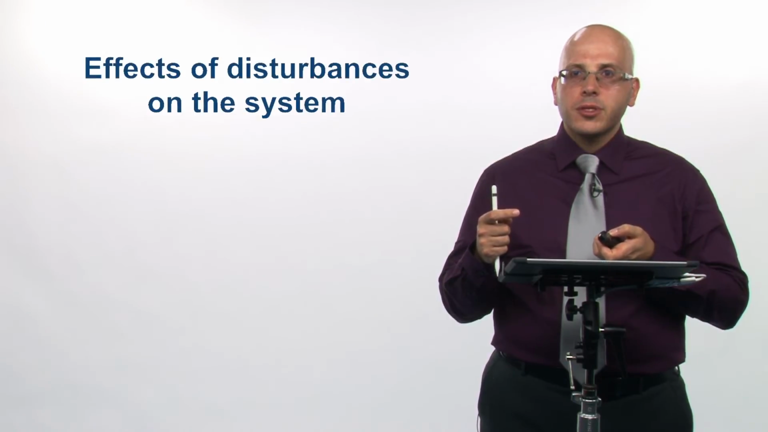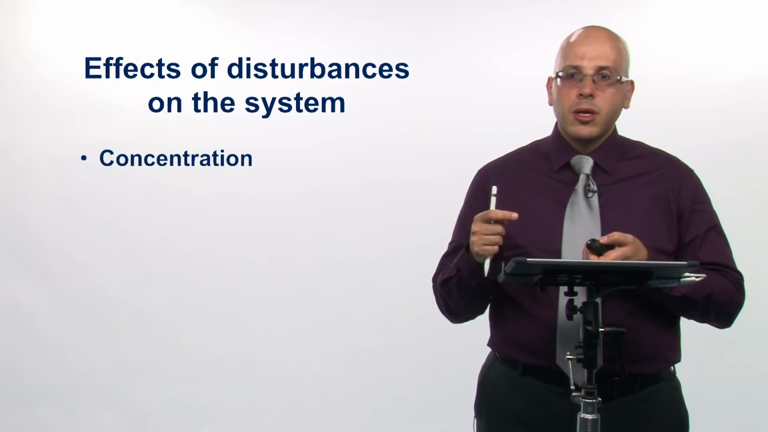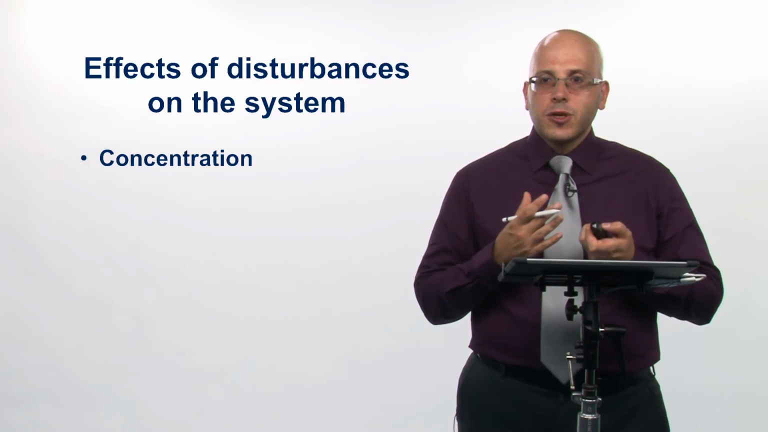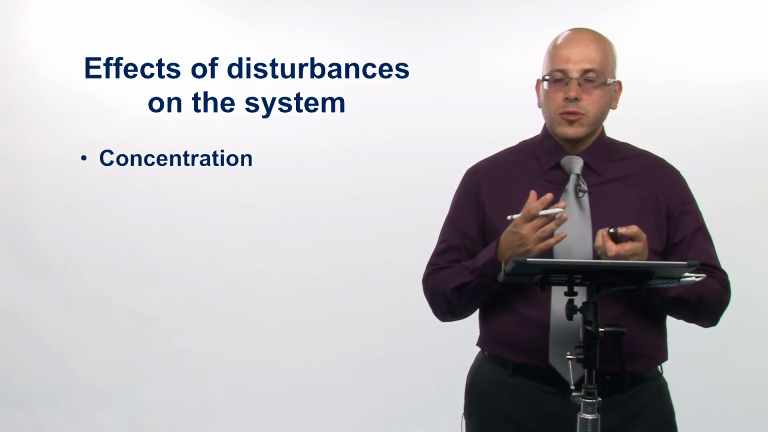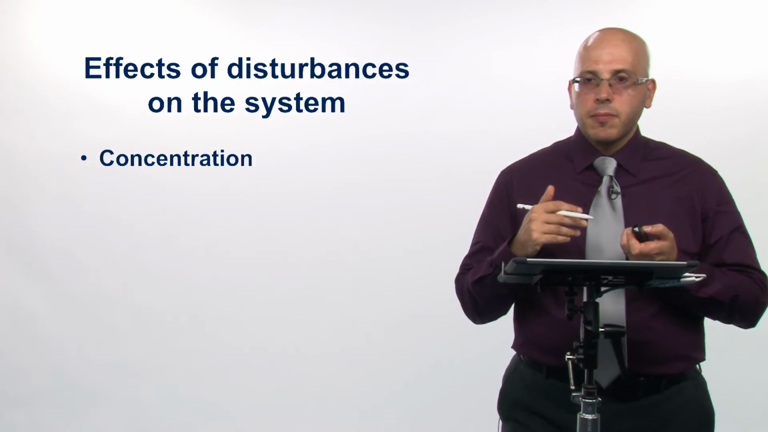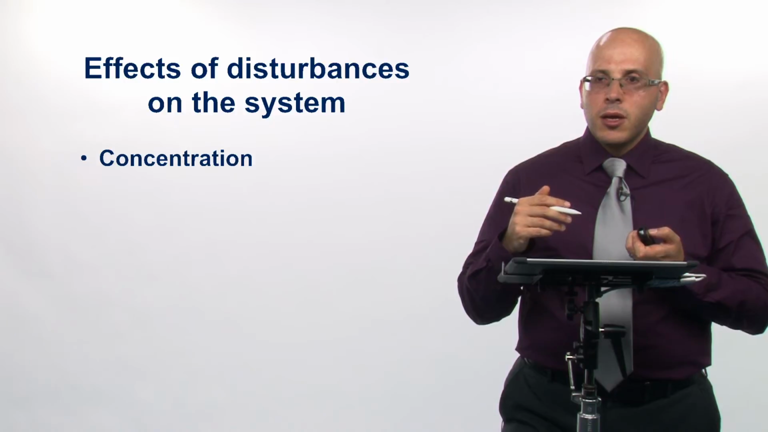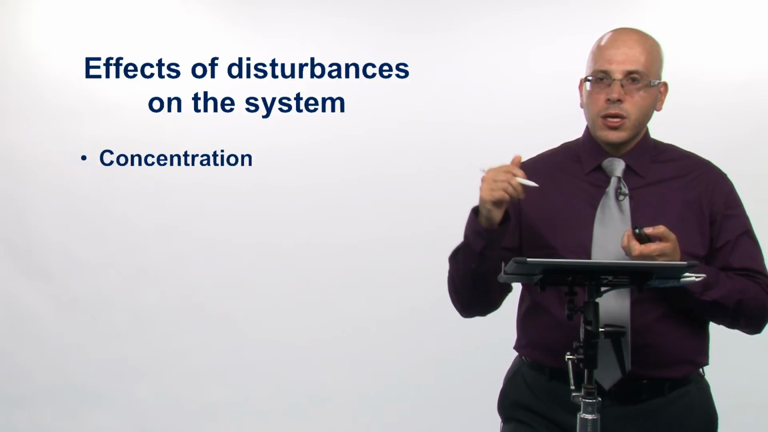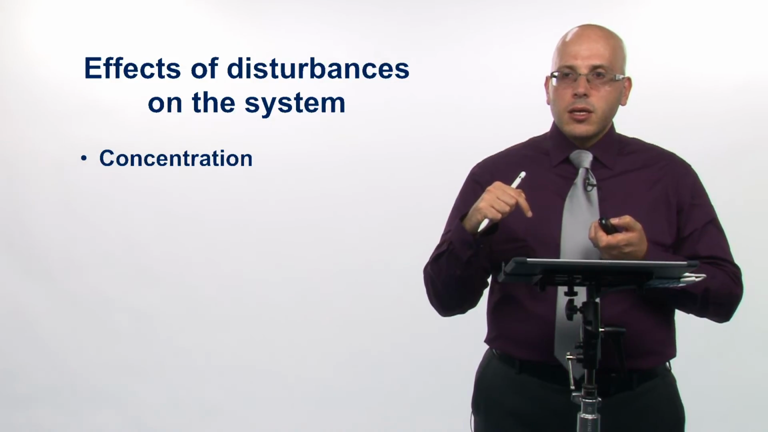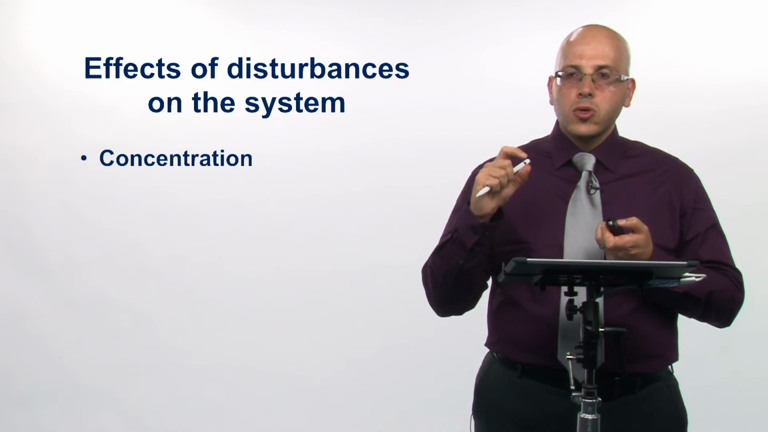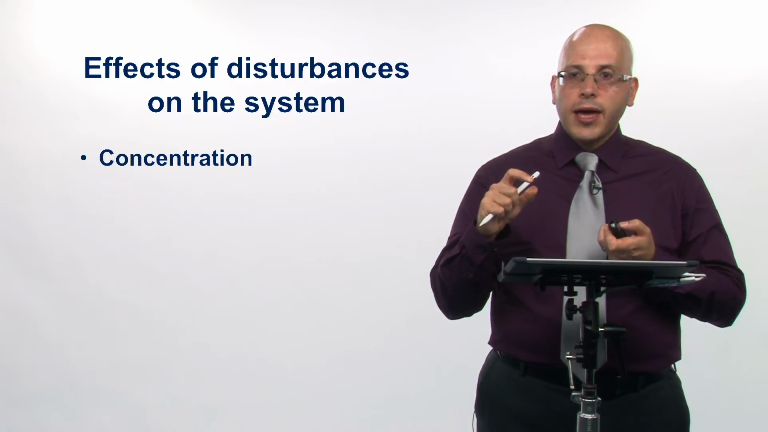So let me show you what happens if I disturb the system by changing concentration, for example. If I change the concentration of one of the reactants, then when I look at my reaction quotient, which is really products over reactants, if I'm increasing the concentration of the reactants and the reactants are in the denominator, that means that my Q, my reaction quotient, is going to decrease. If it's going down, that means that either the numerator is too small or the denominator is too big compared to what I need at equilibrium.